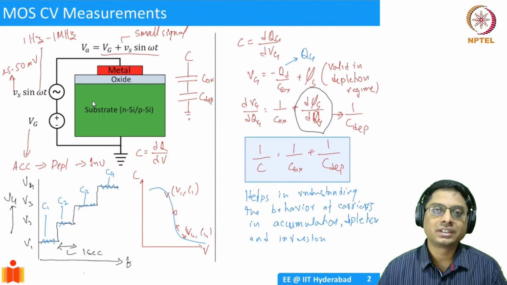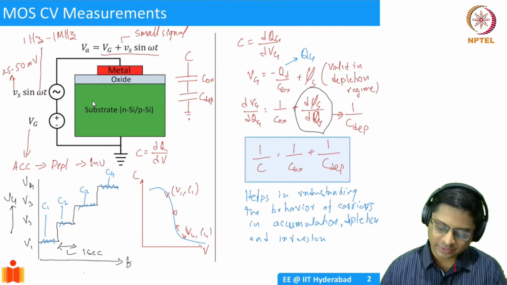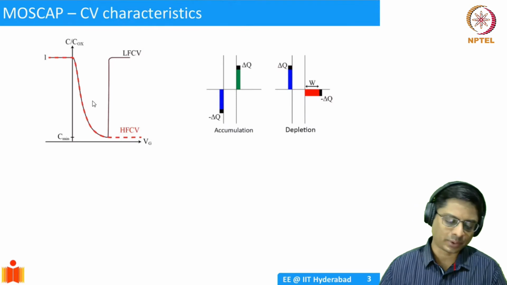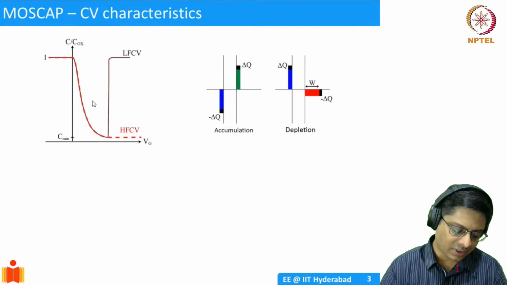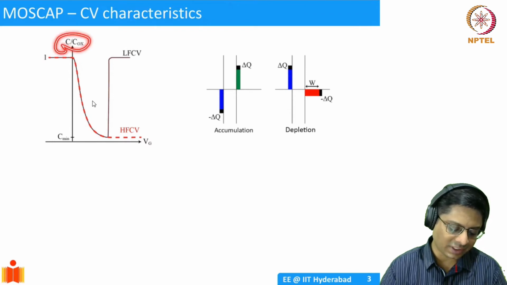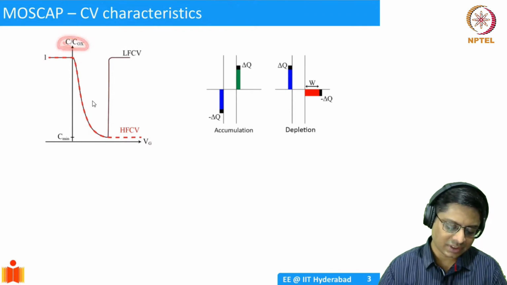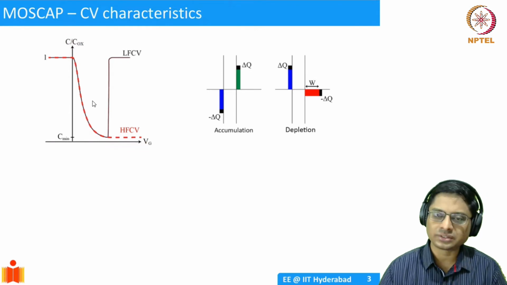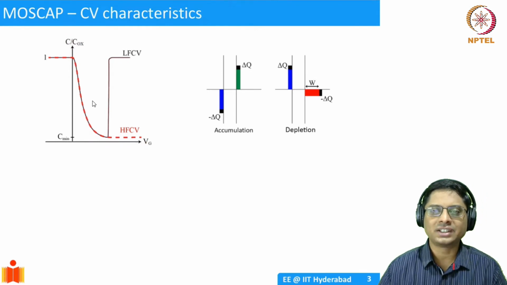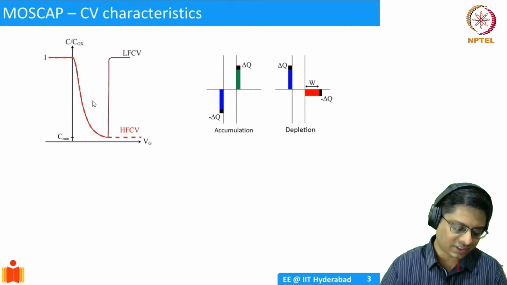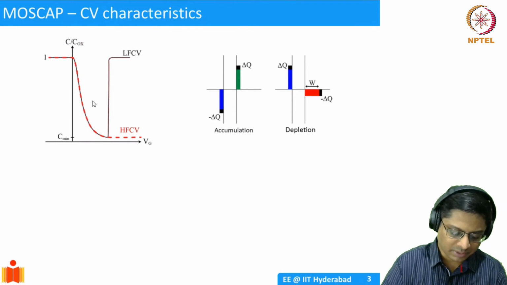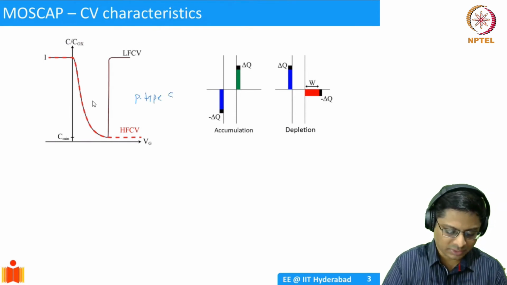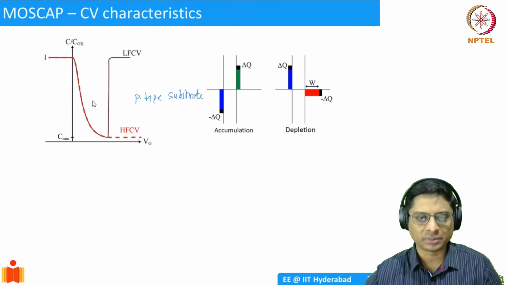So how does the CV curve look? We'll first show you that and then explain how that comes about. The CV curve looks like this. On the y-axis you have C by Cox, so I'm plotting the capacitance relative to Cox, and the x-axis is the voltage. We will understand this region by region. First let's consider the accumulation region, and this is a p-type substrate. Let's assume that for a moment.